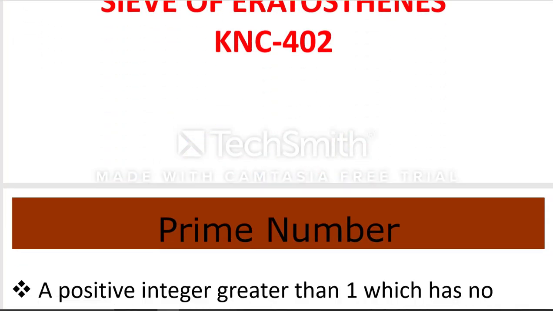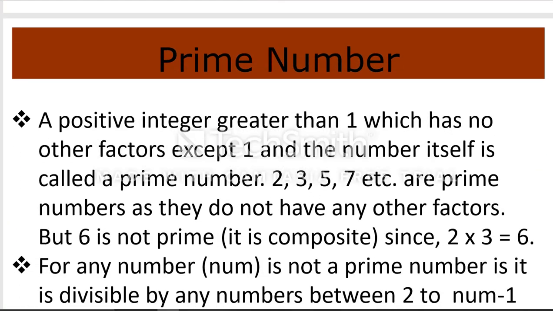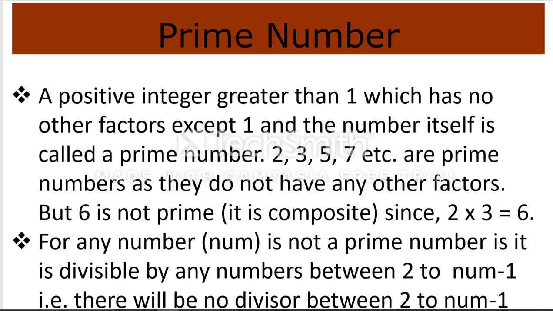Before that, let us first understand what a prime number is. A prime number is a positive integer greater than 1 that has no factor other than 1 and the number itself. Examples are 2, 3, 5, 7, 11, 13. These numbers are divisible only by 1 and themselves.